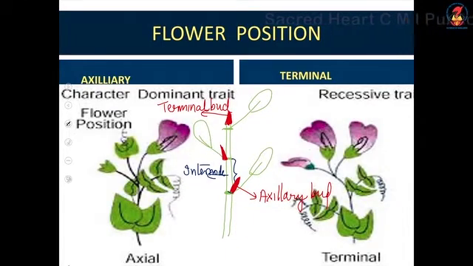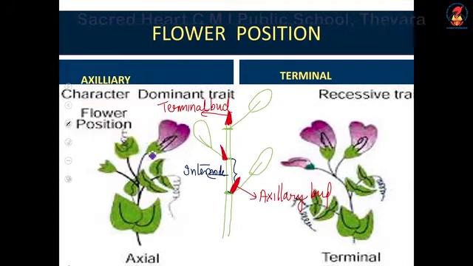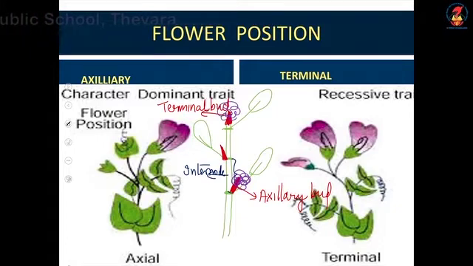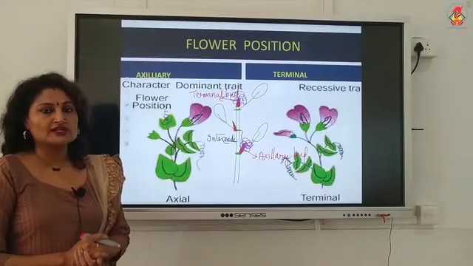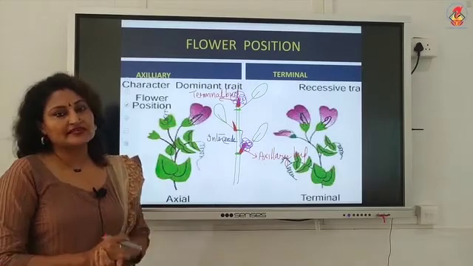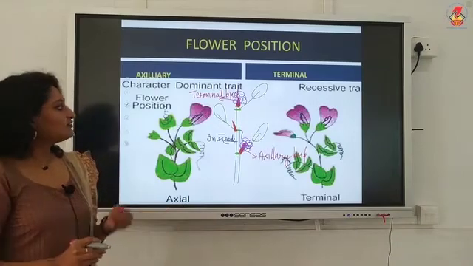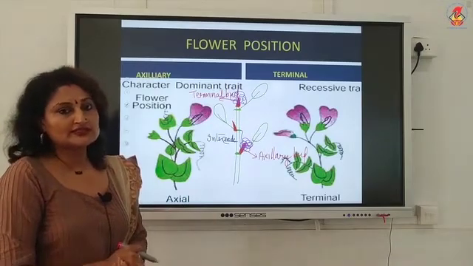Now we have the two positions of the flowers. If the axillary bud gives rise to a flower, see, the axillary bud is giving rise to a flower, then what position we say? Axillary position. But if the terminal bud gives rise to a flower, then we say the location is terminal. So there are two locations of the flowers based on which bud gives rise to the flower. If it is the axillary bud that gives rise to the flower, it is known as axillary position, and if the terminal bud gives rise to the flower, it is known as terminal position.